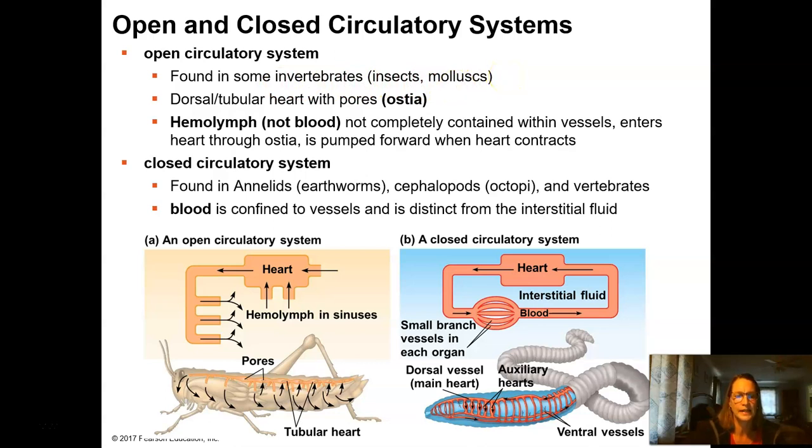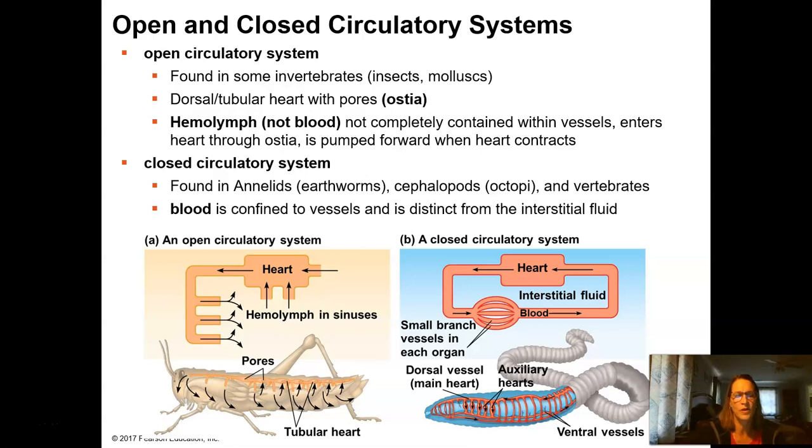It still has a tubular heart, which, if we're looking at this grasshopper, is similarly shaped to the heart in the earthworm. You can see that there are a lot of different segments to it, but the heart has these pores in it that are called ostia. Animals with an open circulatory system don't have blood. They have something called hemolymph.